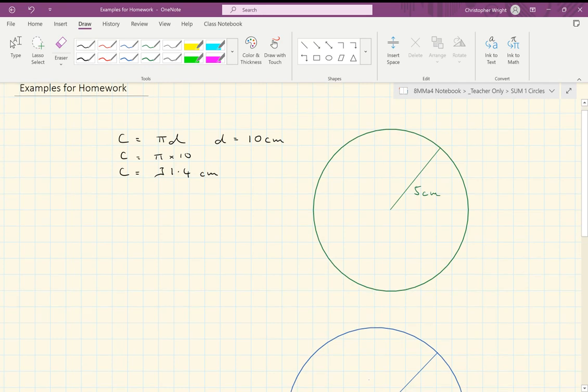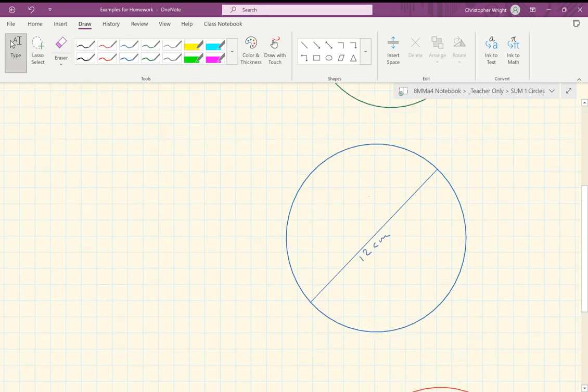Okay, right, let's look at this blue one. Now, in this case, I've been asked to find the circumference. So I know that c equals pi d again, and looking at the diagram here, I'm told the diameter is 12 centimeters. So that means that the circumference is simply pi times 12.